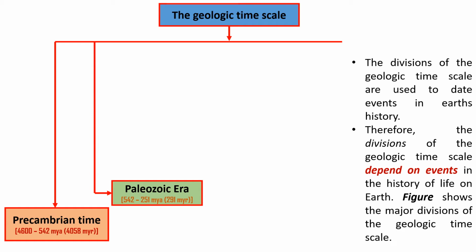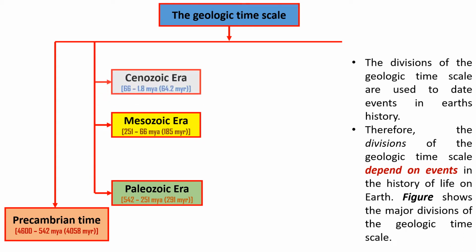the eras start: Paleozoic era, Mesozoic era, Cenozoic era. Paleozoic era, 542 to 251 million years ago. The duration of the Paleozoic era is 291 million years. Mesozoic era.